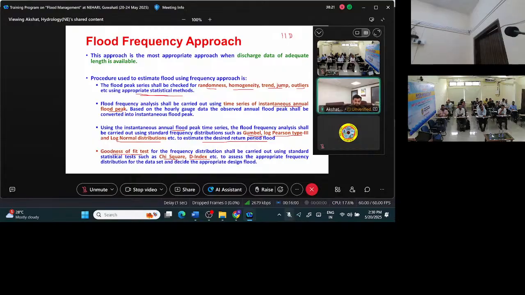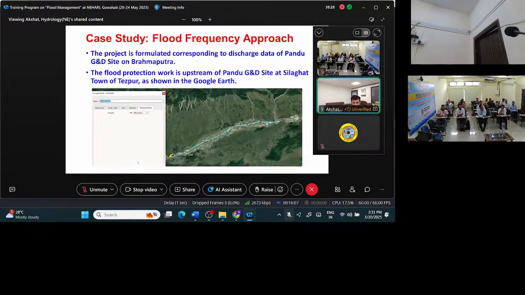I hope the basic methodology is clear. Moving on to the case study. So this project is formulated corresponding to discharge data of Pandu GND site in Brahmaputra. So the flood protection work is at Silaghat town of Tezpur.